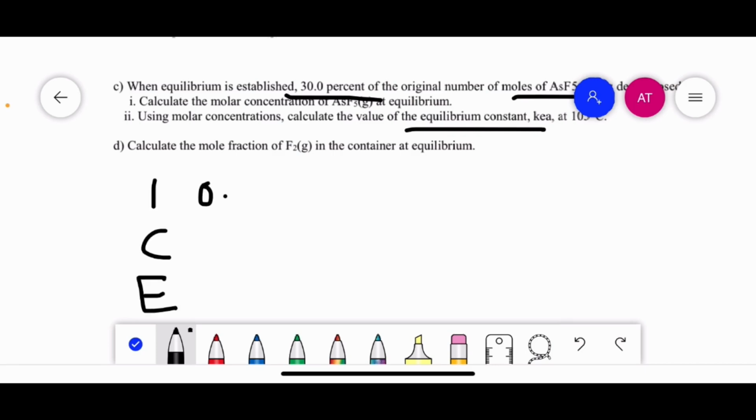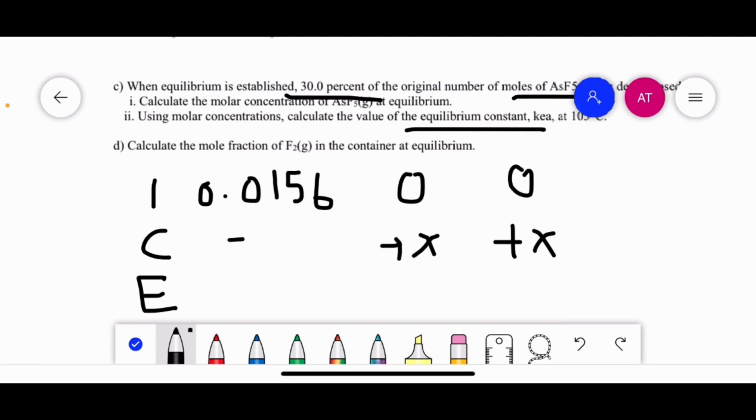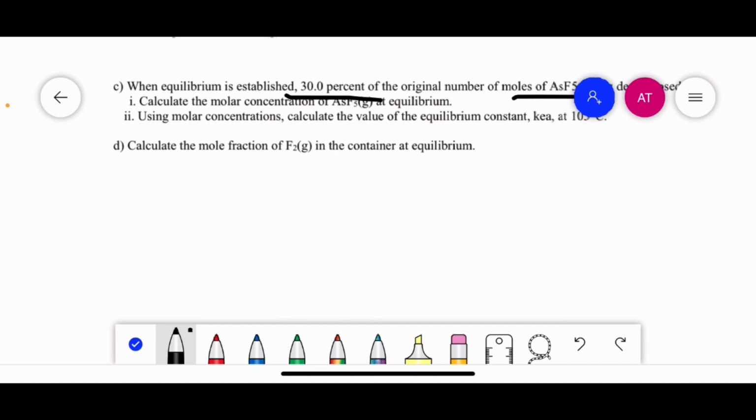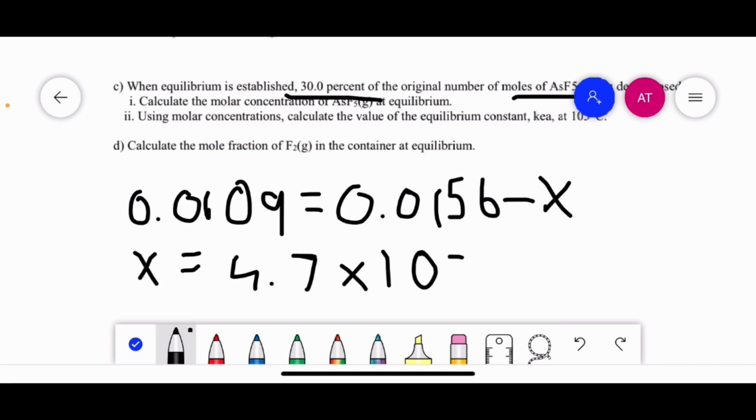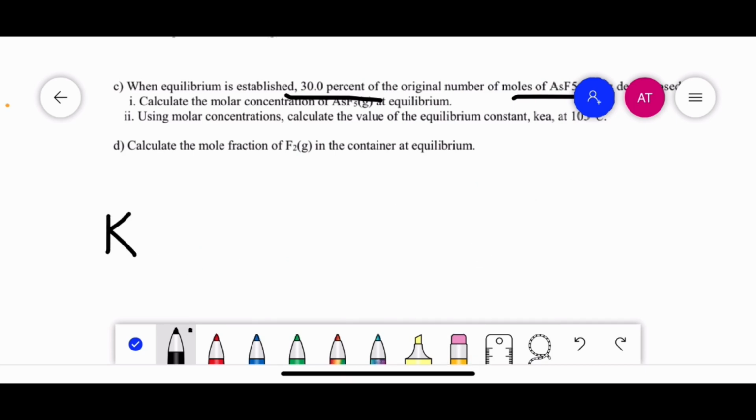Part ii asks us to find the value of the equilibrium constant, K equilibrium, for the reaction. So we have 0.0156, 0 and 0, plus x, and minus x, because the reaction is proceeding forward. So we have 0.0156 minus x, and x. Now we found the molar concentration of AsF5 to be 0.0109, which is equal to 0.0156 minus x. So from this, we can calculate the value of x, which is 4.7 times 10 to the power of minus 3.